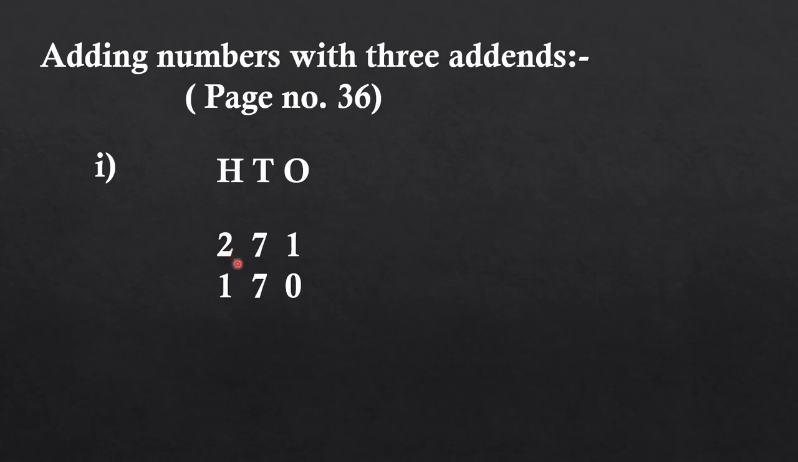So 271, 170 and 315. हमारे पास 3 digits वाले 3 numbers हैं and we have to add that. So again we will start from our ones place. Here at ones place you can see we have digits 1, 0 and 5. So keep 1 in your mind, 0 on your finger. Yes, so 0 on your finger means nothing. So when we add 0 to any number, we will get the same number, that is equal to 1. So keep 1 in your mind and 5 on your fingers.